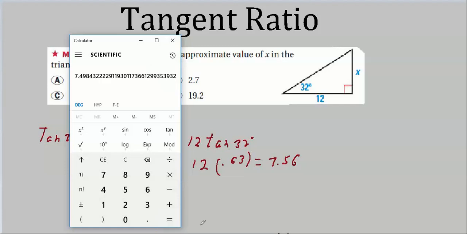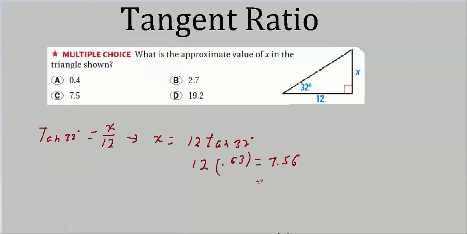7.49. Well, okay. See what happens when you round off? That's the only thing I did different. I rounded that to 0.63. And that changed it. So this would round off to 7.6, and the other way would round off to 7.5. So I would say 7.6 or 7.5, either one would be right.